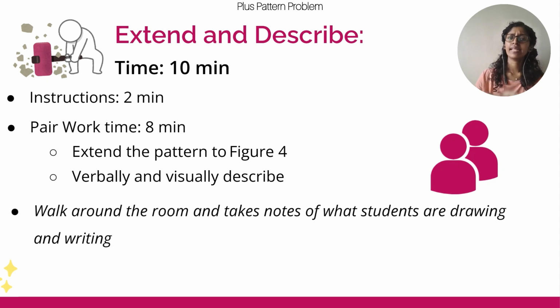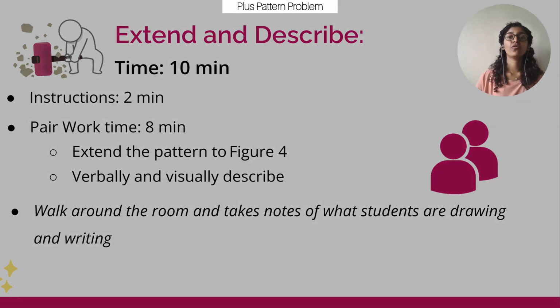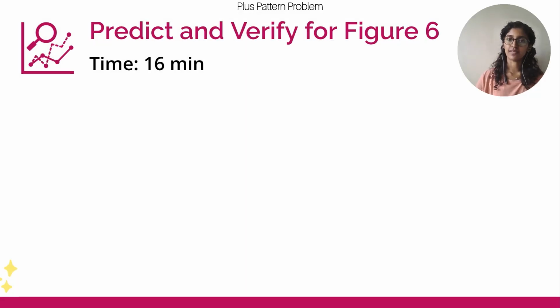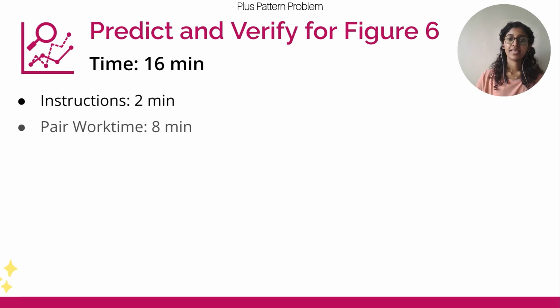All right. So while the students are working on it, walk around the room and see if any students are struggling or make notes of what the students are writing and doing. Once we have extended it, we're going to predict for figure 6 now. And for that, we have a total of 60 minutes. The students are going to work in their pairs. They will predict for figure 6.